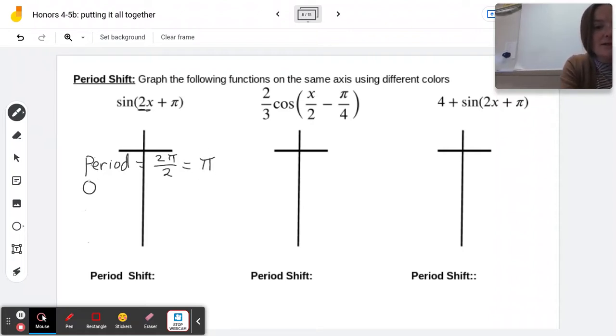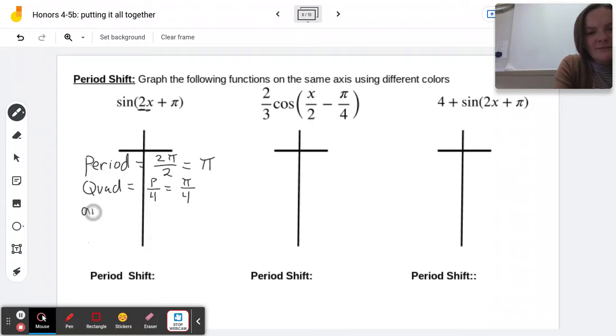From there, we're going to try to figure out what our quadrant is. That's probably the most important step here because it's going to be how we scale things. So our quadrant is always going to be our period divided by 4. In this case, our period is pi, so our quadrant is pi divided by 4.